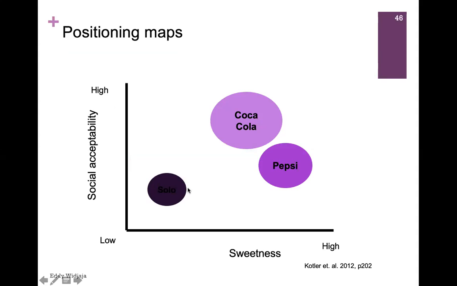If you are launching a new brand, I should have changed the font color here. If you launch a new brand and you say, I want my brand to be perceived as quite high in terms of social acceptability, then you need to think about what needs to be done to make your brand higher than Coke in terms of social acceptability. Okay, so you need to think that way.